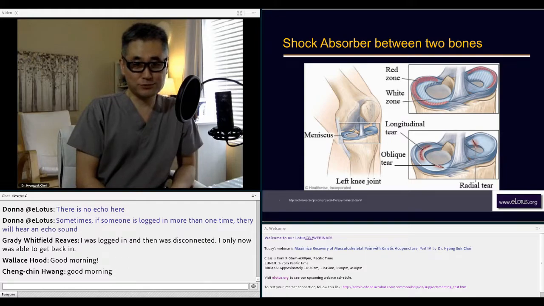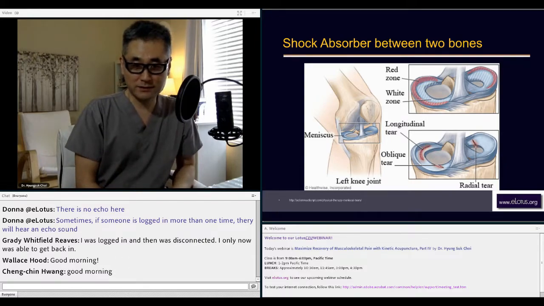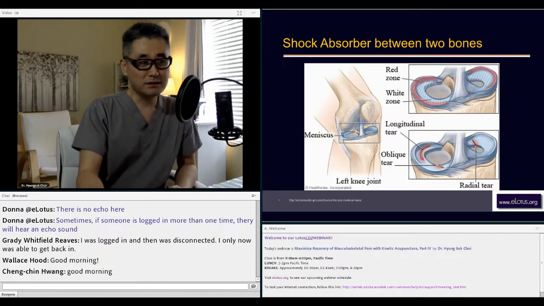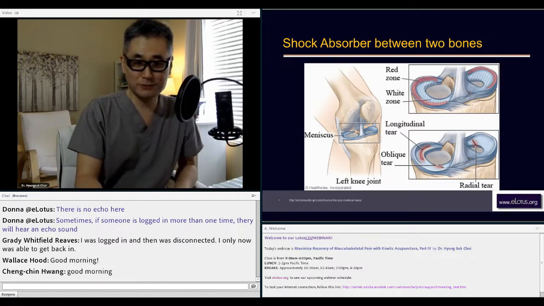Then what we should do is very clear. We need to increase the blood supply around this meniscus. That's what we do.